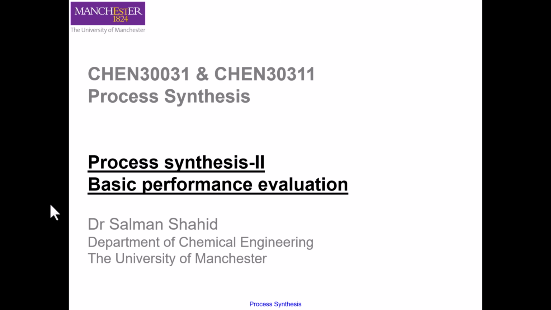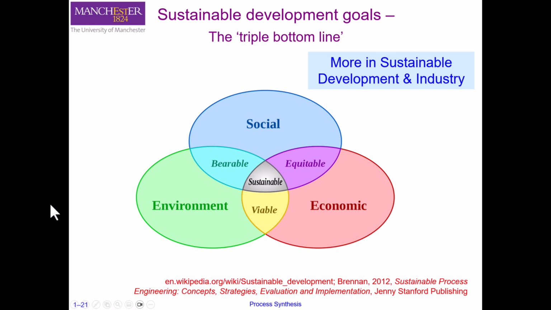In this section, we will look at the process evaluation as part of process synthesis. Nowadays, with more climate awareness, it is getting more and more important to consider our activities as chemical engineers in terms of the three dimensions of sustainable development. And you are learning more about this in a sustainable development and industry course unit, where you will discuss these factors in much more detail.